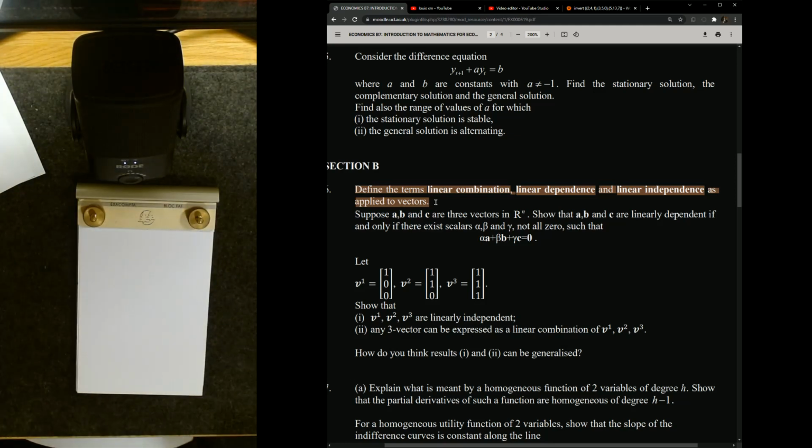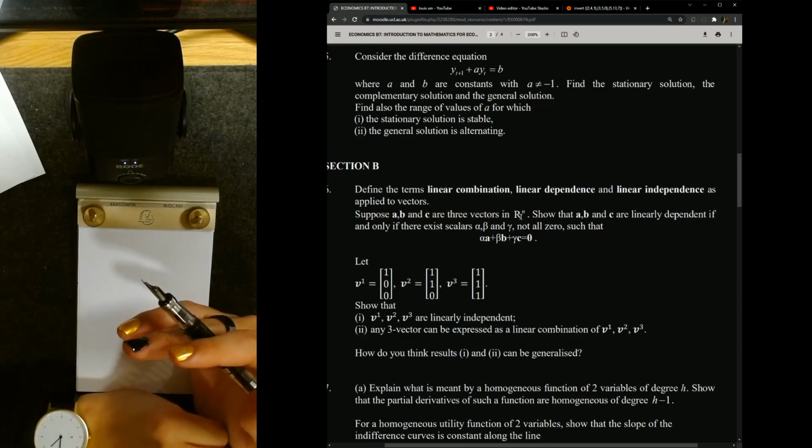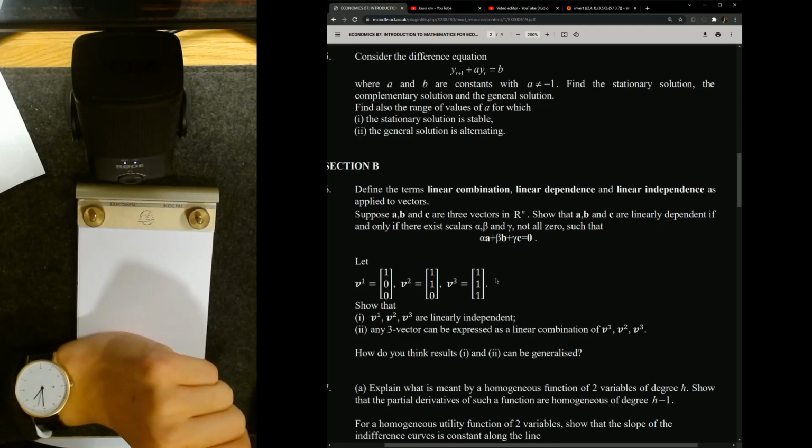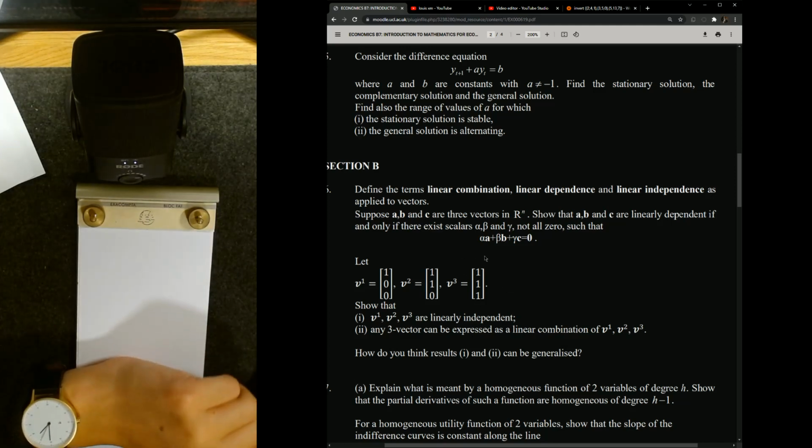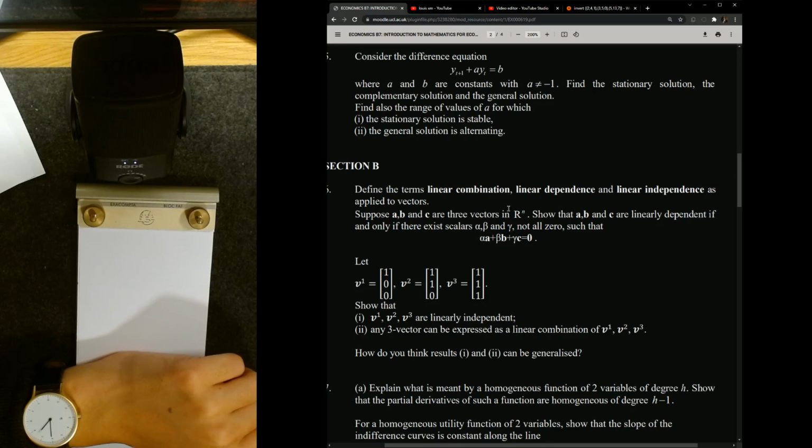Okay, hopefully you guys should know that. Now, suppose A, B, and C are 3 vectors in Rn. So Rn states a basis set. It's what we're going to mention later, but let's just go over this. We want to show that they are linearly dependent only if there exist scalars alpha, beta, and gamma, not all 0, such that alpha A plus beta B plus gamma C equals 0.